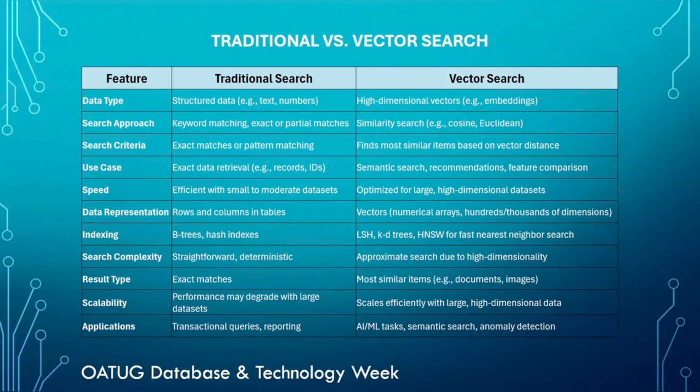Scalability, as I told you, is a strength of vector search. Unstructured data can scale to very huge, high dimensional data sets, and billions of vectors can be stored. The application types vary between traditional search and vector search. Based on the need, you can use vector search in the appropriate fields.